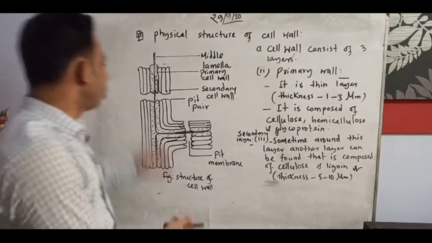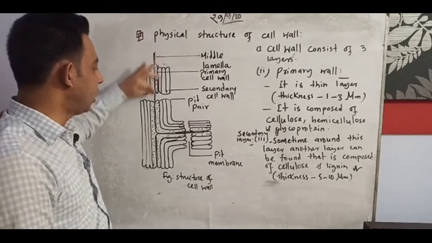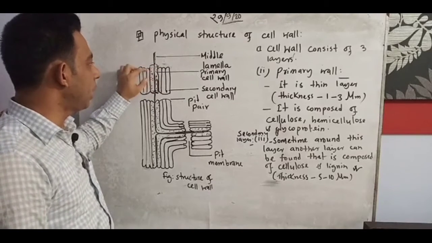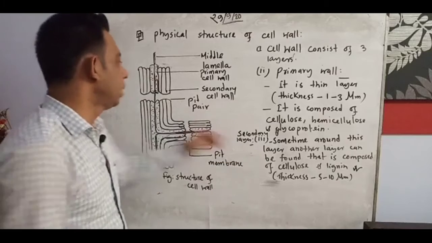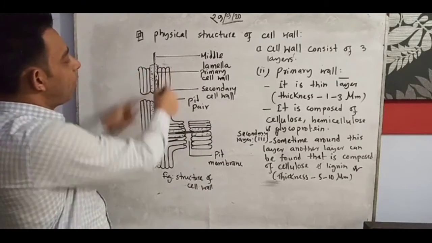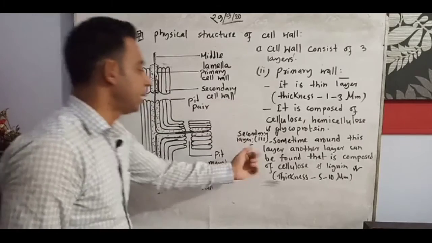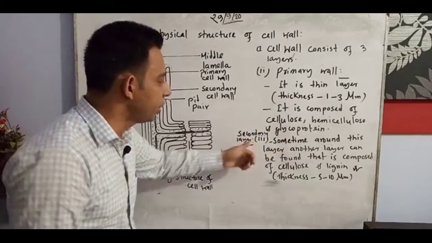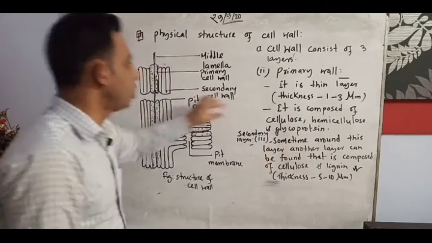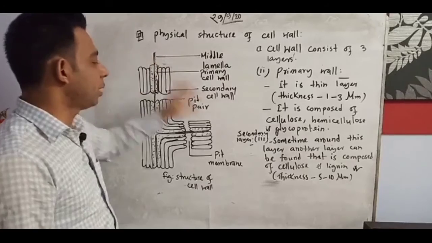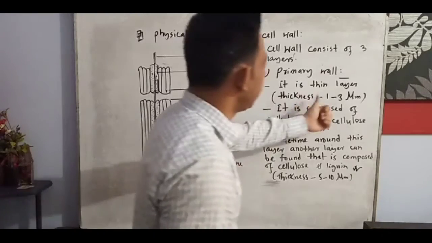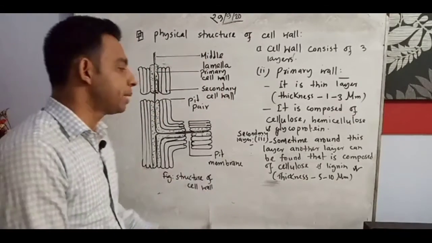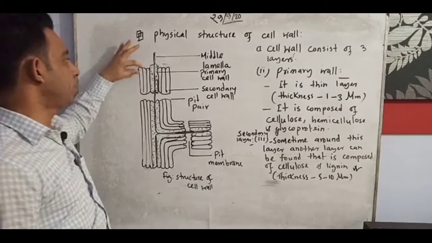Look here, this is the middle lamella, around it there is a primary cell wall, and then most of them are covered with another layer, which we have seen is the secondary layer, or secondary cell wall, or secondary wall. What you write is not the matter. The matter is that sometimes around the primary layer there is a thicker one. The thickness of the primary wall is 1 to 3 micrometer, but here the thickness is more than that.